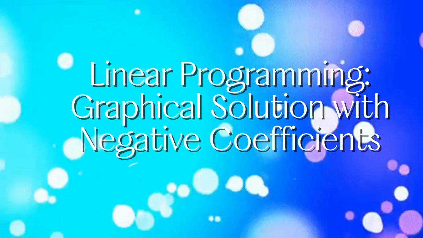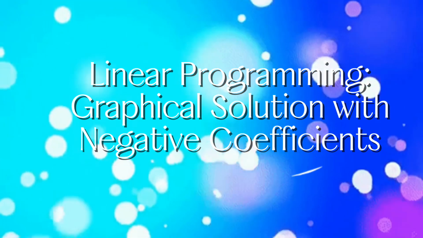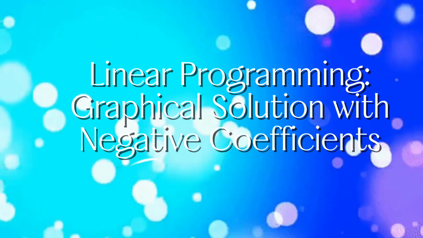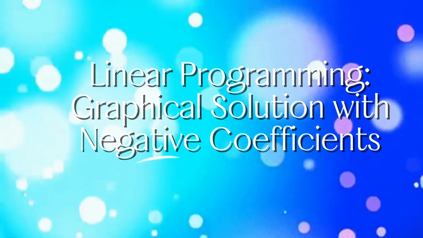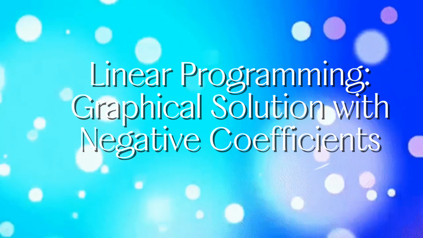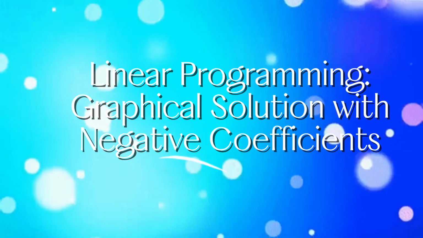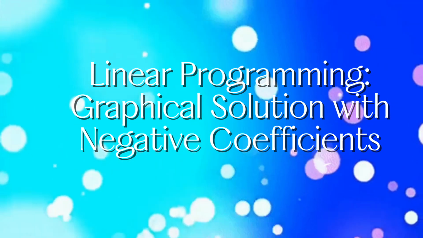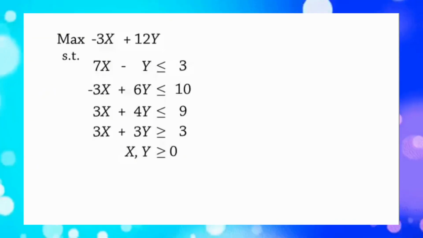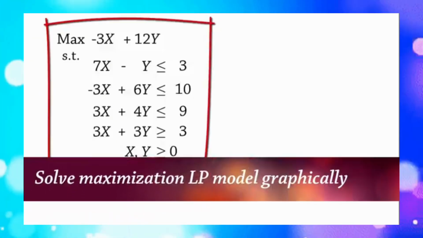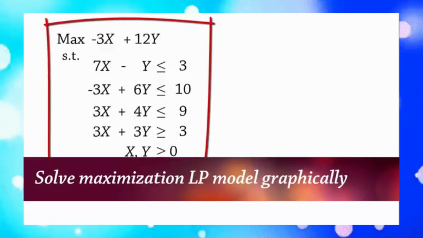Moving on to the next presentation, it is about the linear programming graphical solution with negative coefficients. This video shows how to graphically solve a maximization linear programming model that has, first, constraints with negative coefficients, second, functional plotting points. Welcome. In this tutorial, we will solve this maximization problem using graphical method.